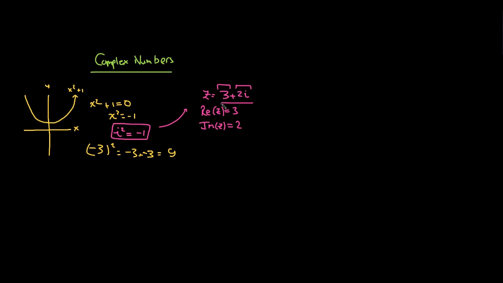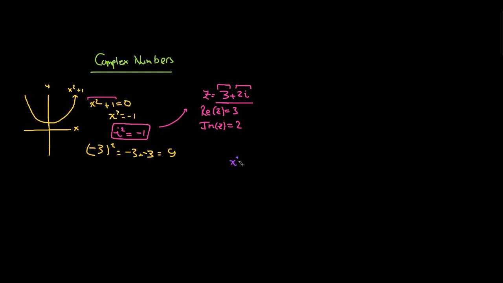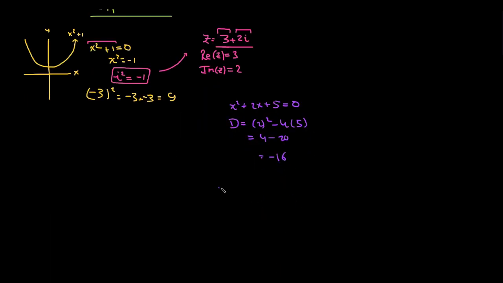Alright, so we have these new types of numbers that can be solutions to equations like this. So for example, let's do another equation like x squared plus 2x plus 5. We can try to solve this using the quadratic formula. We'll calculate that: it's going to be 4 minus 20, which gives us -16. And usually this means that there is no solution, right? So let's put that in there.